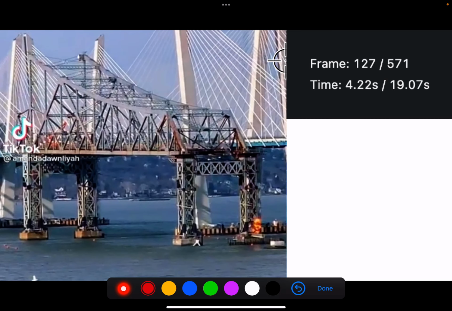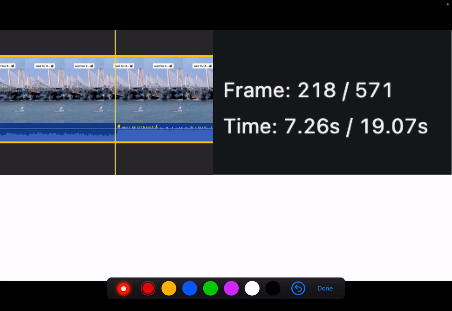So what I did is I took the video into video analysis. I found the frame at which the explosion first began to occur, and you can see it's 4.22 seconds. Write that number down. That is the start of the sound wave. It takes place at the 4.22 second mark.